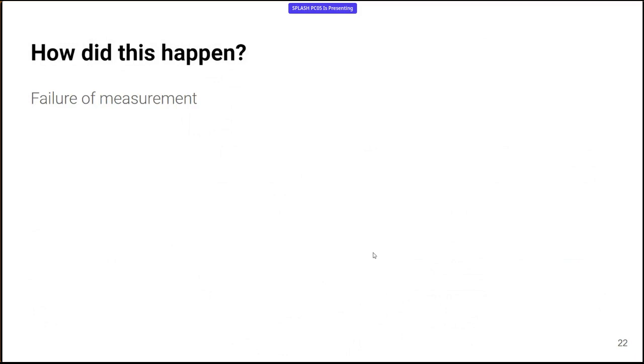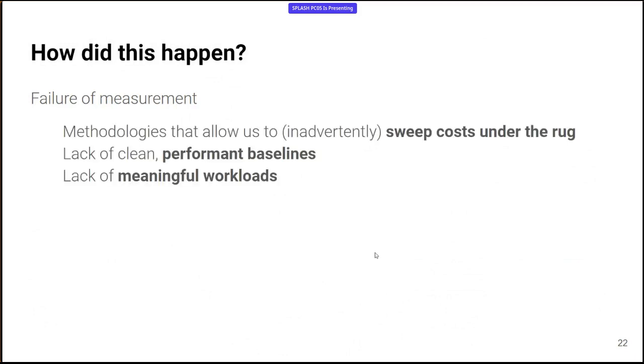Good question. So there's a failure of measurement. We use methodologies that allow us to sweep costs under the rug. And as long as we're doing that, we're in big trouble, okay? We need to expose the cost very clearly. And if we're not exposing the cost, we're going to continue to do this.